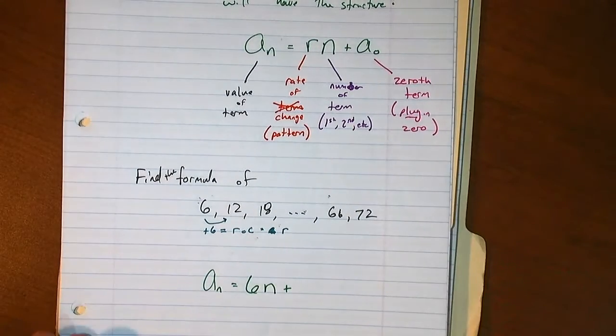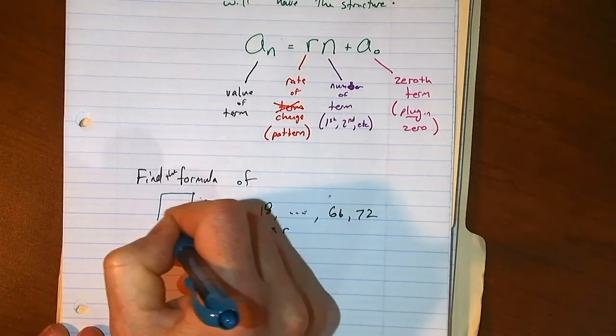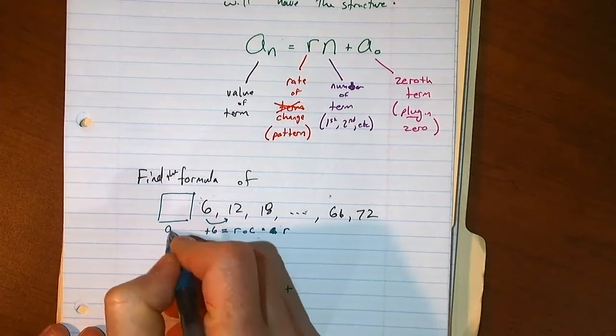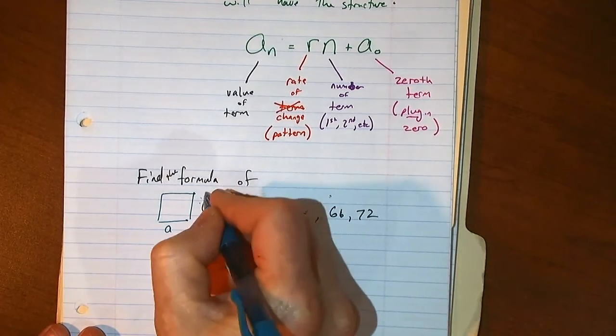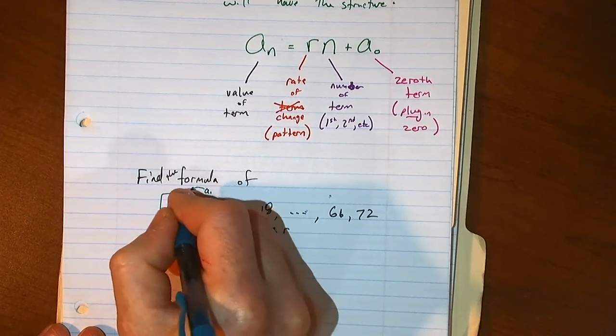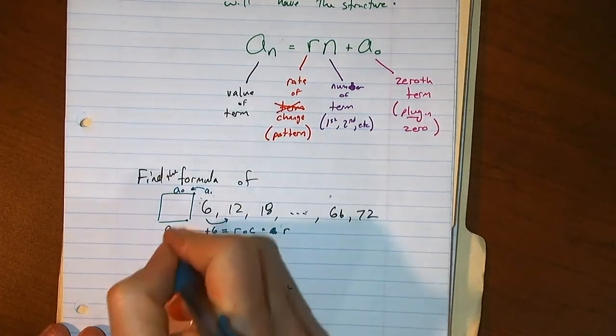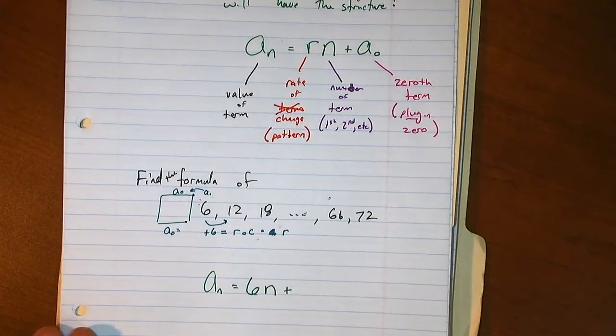So to find a sub 0, we have to pretend for a second, what if there was a term that came before a sub 1? If this is a sub 1, then the term that came before it would be a sub 0. Now that term's not there, but we need to figure out what it is.